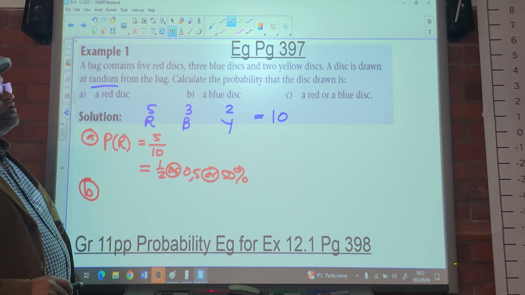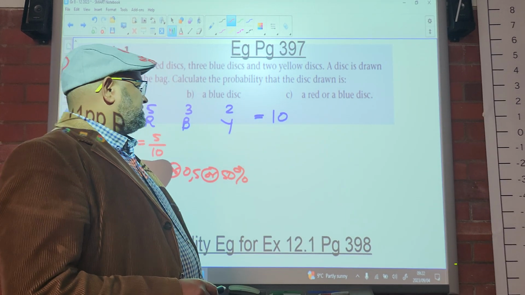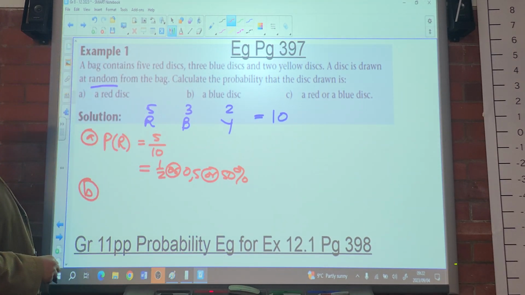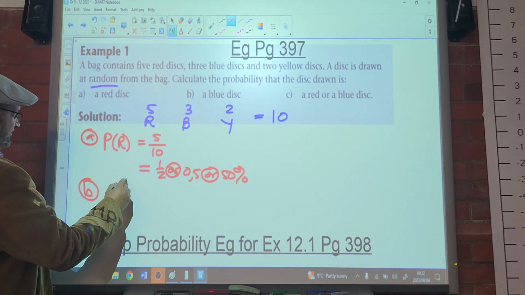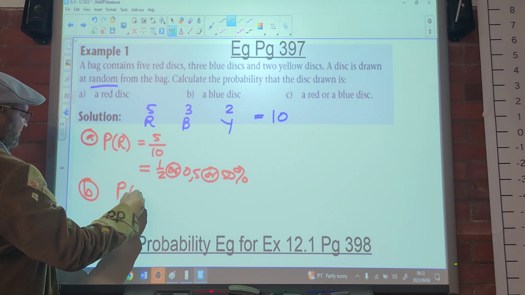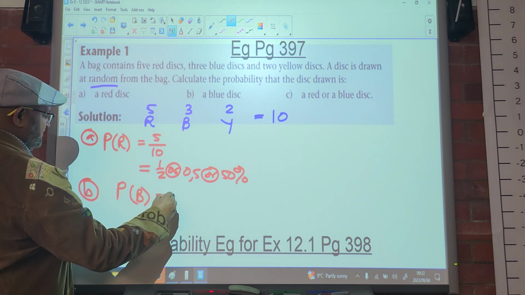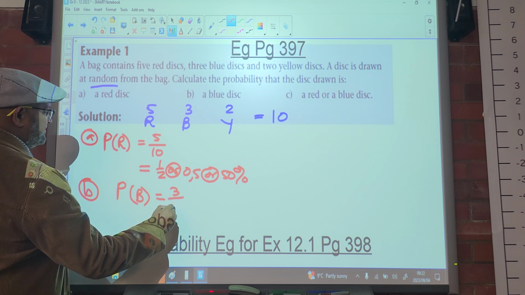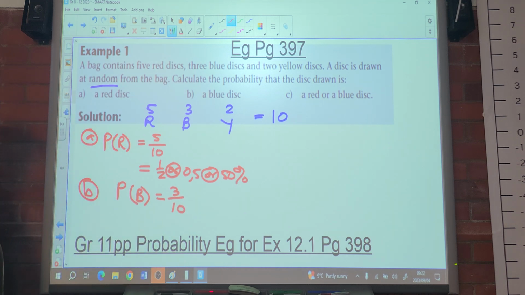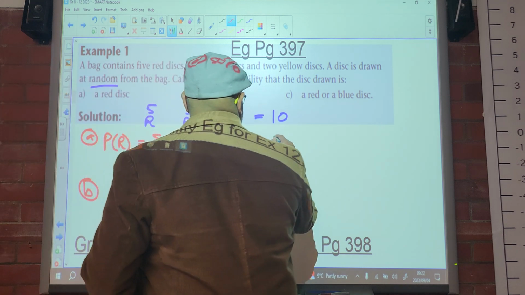Question B says a blue disc. How many blue discs are there? There are 3. So the probability of blue is going to give you 3 out of 10, which is 30% or 0,3. You'll see me write it often as a fraction. Let's look at C.